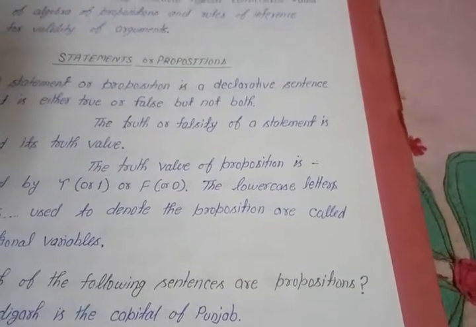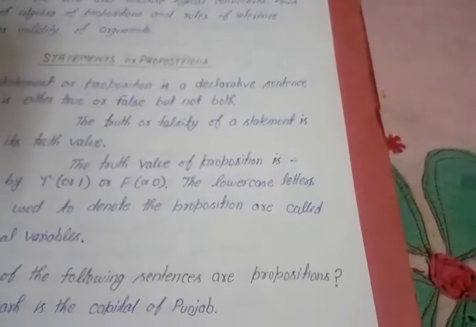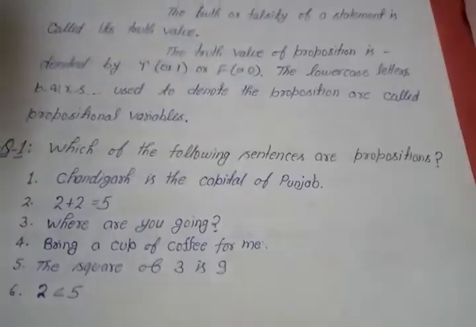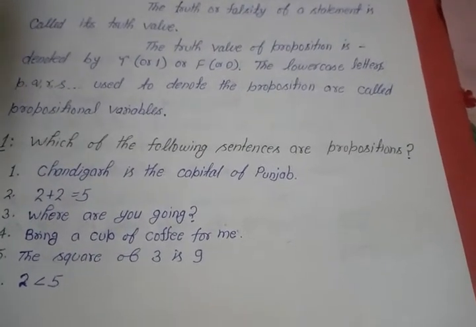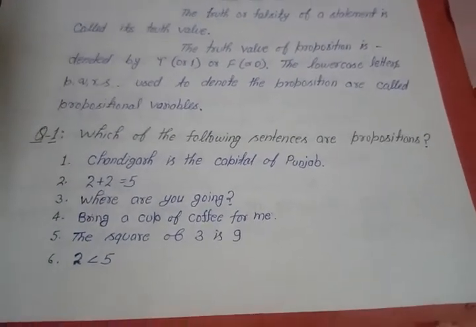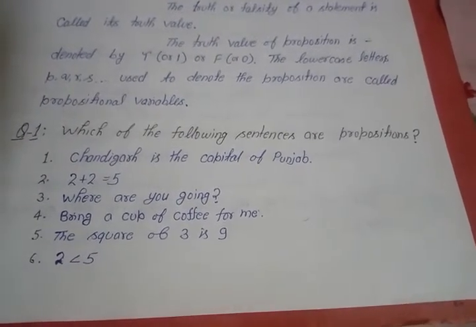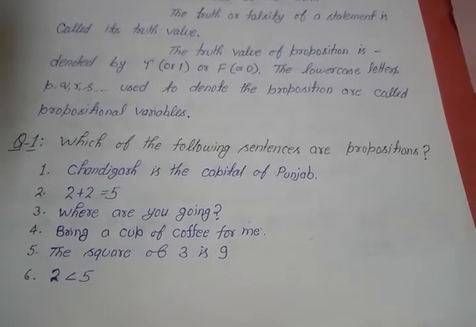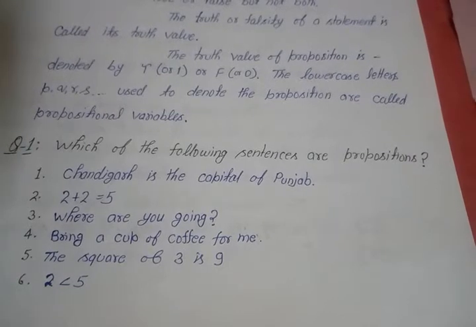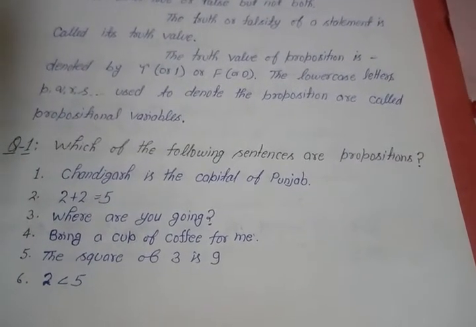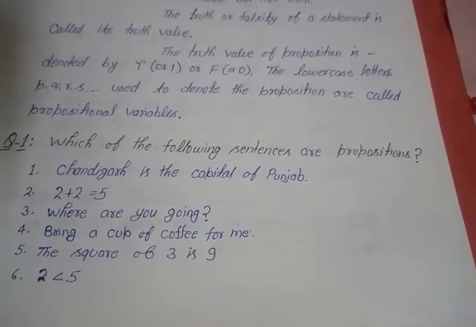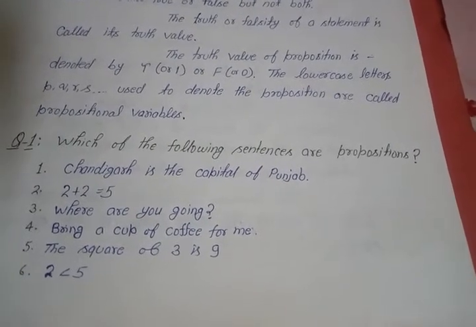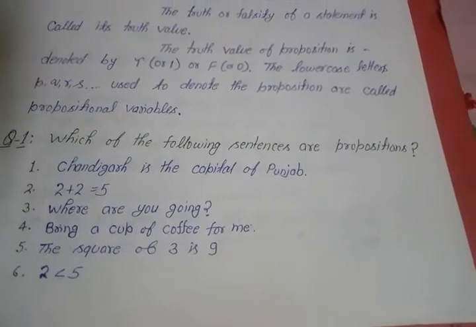Now we will understand what propositions actually are through some examples. Which of the following sentences are propositions? Number 1, Chandigarh is the capital of Punjab. If anyone asks you this, your response will be either true or false. We all know that Chandigarh is the capital of Punjab, so our response will be T. So this is a proposition.